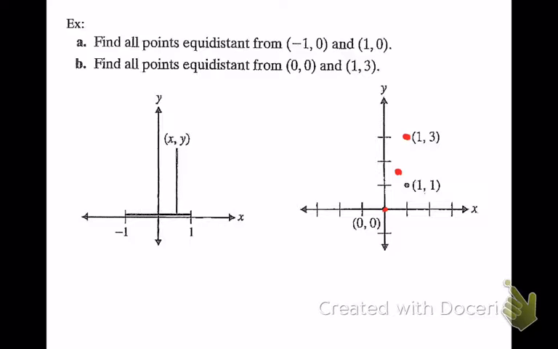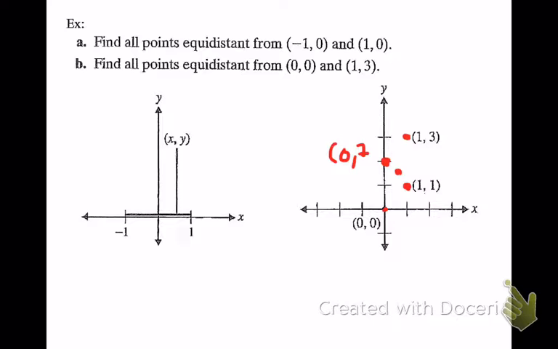Any others? How about the point that's given there, 1, 1, right? The point 1, 1. It's 2 from 1, 3, and it's 1 up, 1 over from 0, 0. It's 2 from 0, 0. So point 1, 1 is 2 from those two. What other point would be 2 from those 2 points? Yes, 0, 2. So 0, 2 would be another point equidistant.